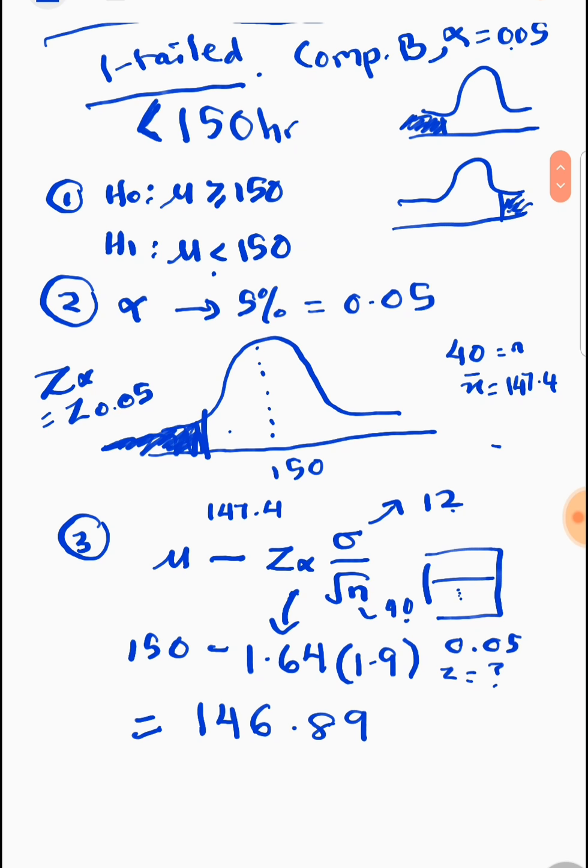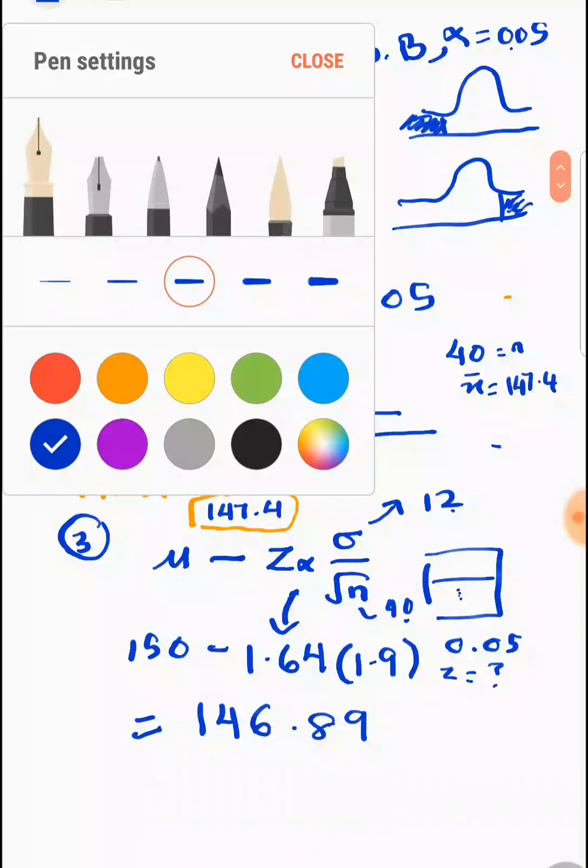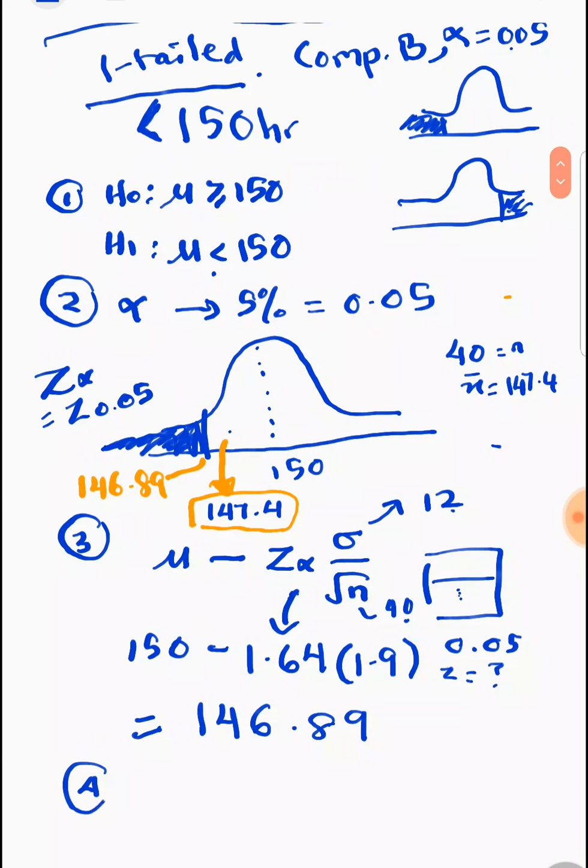What does this 146.89 tell you? It is that your cut-off region here is actually 146.89. Now you want to see whether you accept the hypothesis or not. What was your point earlier? It was 147.4. So you look at it again, and it actually is not in the rejection region. So what conclusion can you draw from this?